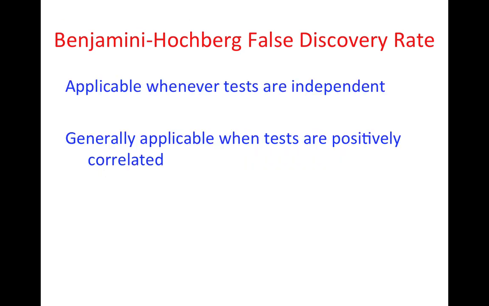Benjamini-Hochberg is applicable whenever the tests are independent. If the tests are positively correlated with each other, it's typically appropriate as well. And this is the method I'd suggest if you're dealing with a lot of different questions, if you're using any kind of biological data or chemical data. I would recommend Benjamini-Hochberg.